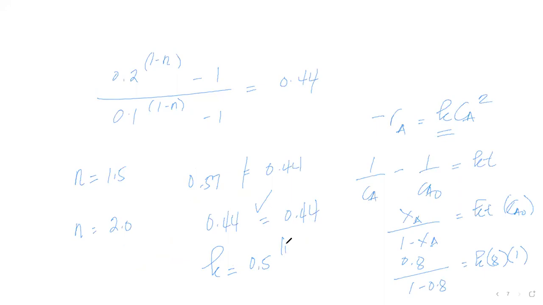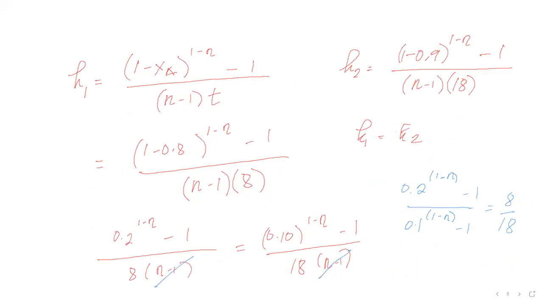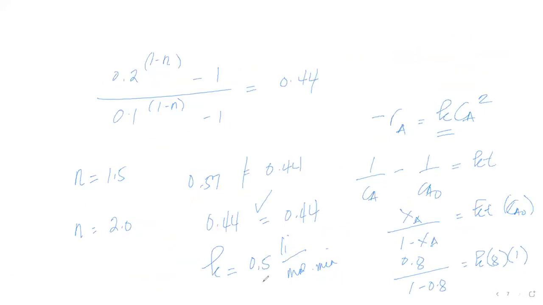So it's liter per mole per minute. If it's a second order reaction, it's liter per mole per minute because our unit for concentration is mole per liter. Okay, so we go back to that, and this is our K now. So your final answer would be this. If you're asked for the rate equation, if the problem is saying rate equation, then the rate equation should be like this, equal to 0.5 CA raised to 2.